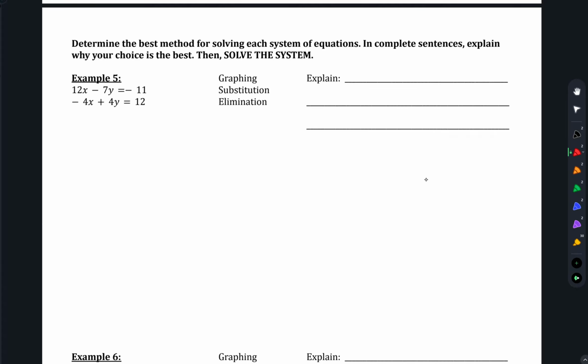Do you have a question, Branson? Your quiz is Friday. Other questions? All right, take a look at example 5.